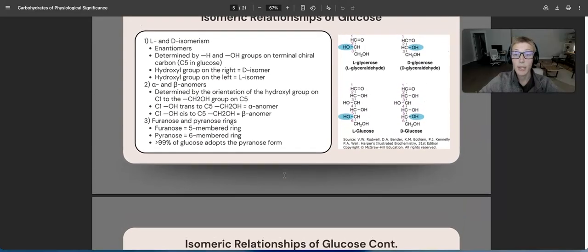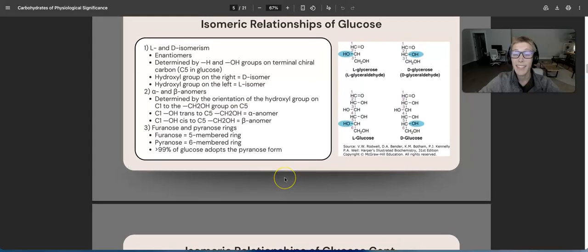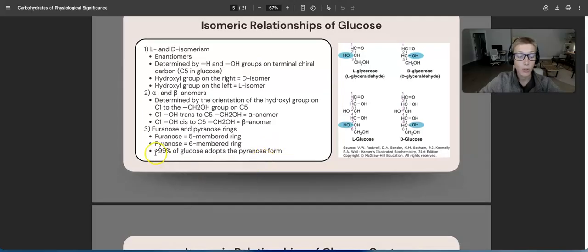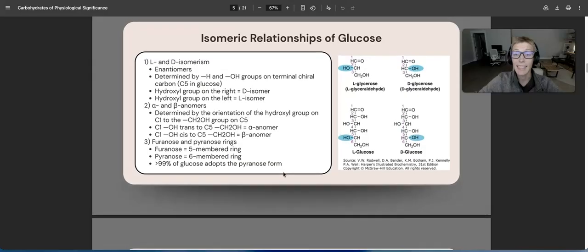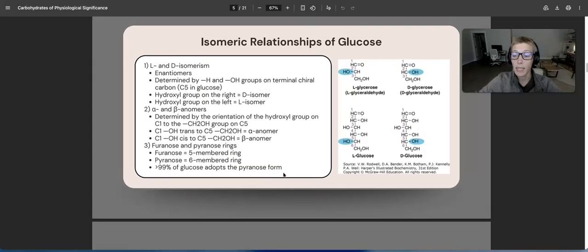Furanose and pyranose rings refer to 5 and 6-membered ring conformations of monosaccharides. It's important to note that the majority of glucose molecules found in biological organisms adopt the pyranose or six-membered form, as this conformation has more ideal bond angles and is therefore more stable.